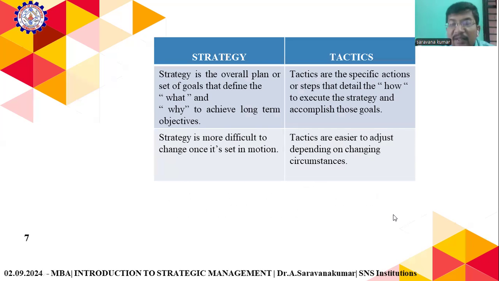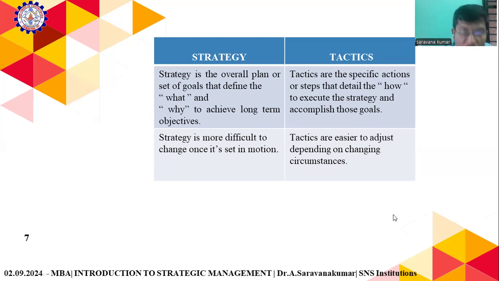What do we mean by strategy and tactics? Strategy is the overall plan or set of goals that define what and why to achieve long-term objectives. So it has to answer what and why. That is a strategy. Tactics are the specific actions or steps that detail how to execute the strategy and accomplish those goals. That is tactics.